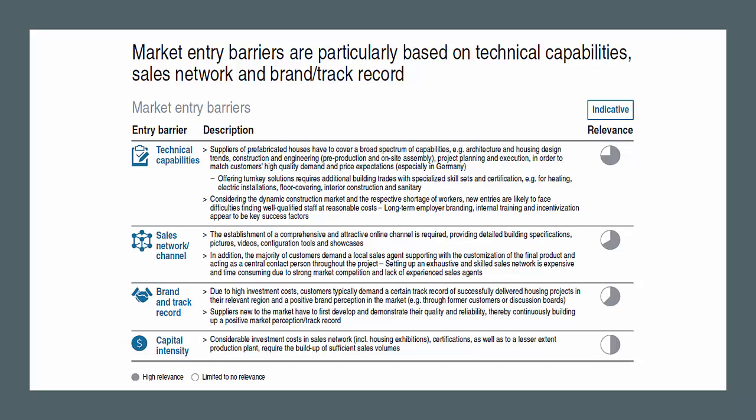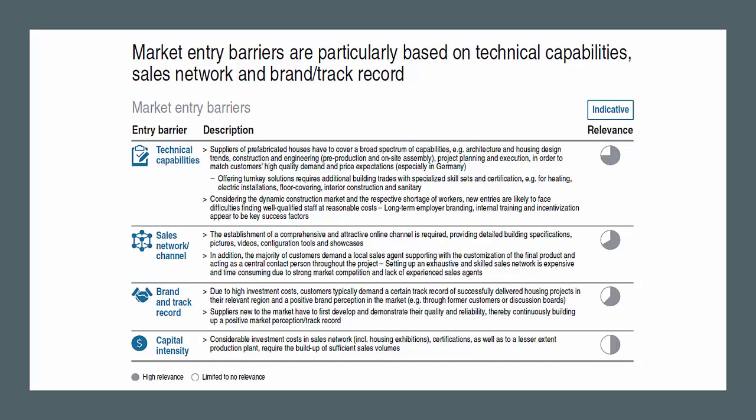Another important barrier to entry is sales networks and channels. The establishment of a comprehensive and attractive online channel is required, providing detailed building specifications, pictures, videos, configuration tools, and showcases. That's important as well from a marketing point of view, of course, and we're going to talk a little bit more about marketing towards the end of this industry analysis as well.